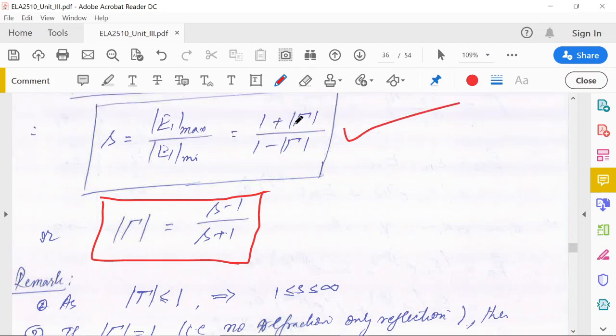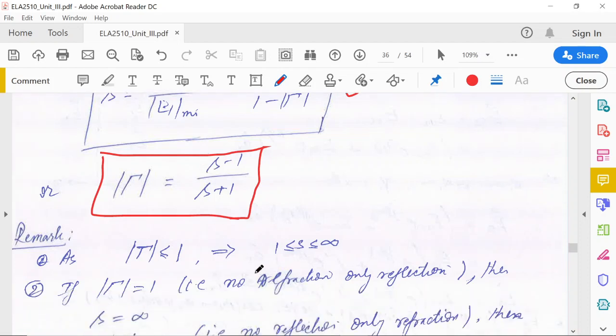When gamma is 0, S will be 1. When the magnitude of gamma is 1, S will be infinite. So the value of S will range from 1 to infinity. If the standing wave ratio is 1, it means the reflection coefficient is 0, that is, there is no reflection. And if the reflection coefficient is 1, the whole wave is reflected back.